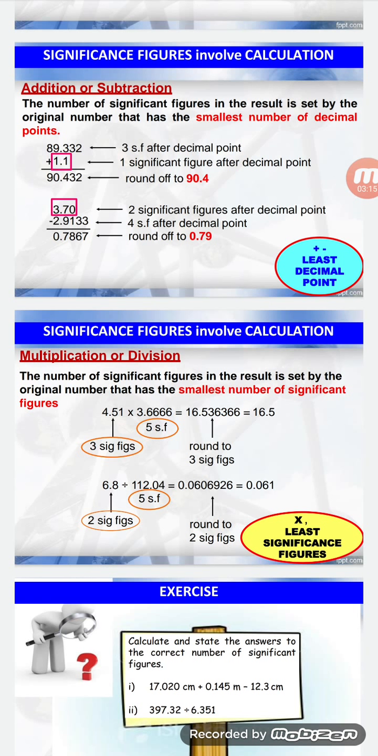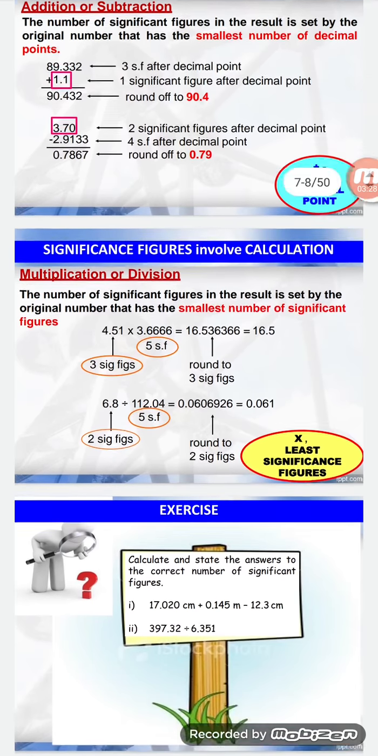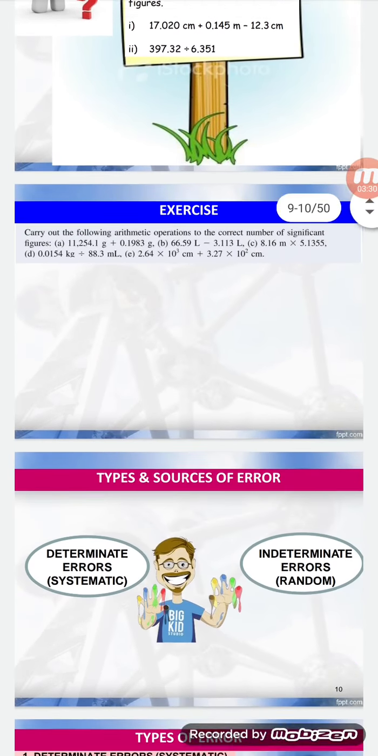Okay. And then if you have multiplication and division, you have to remember that, for example, you have 4.51 times 3.6666. We have 3 significant figures and also 5 significant figures. Only the least significant figures will be counted. So you round to 3 significant figures. So all of these we have covered last week.